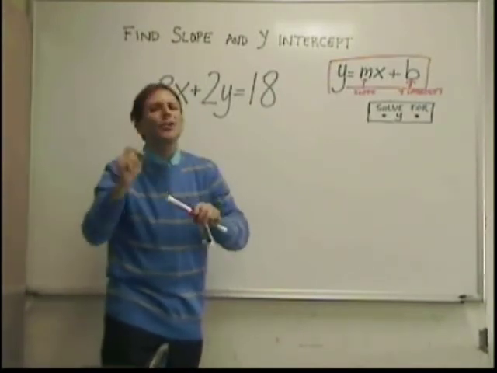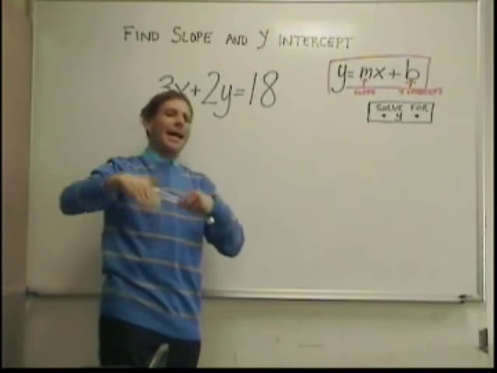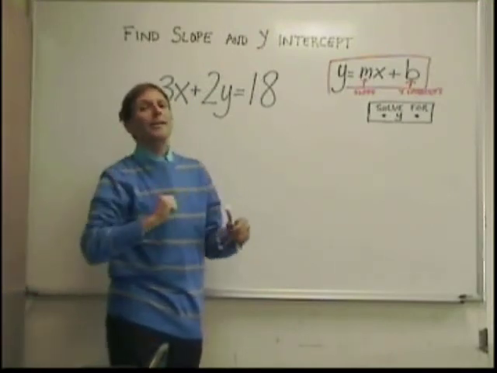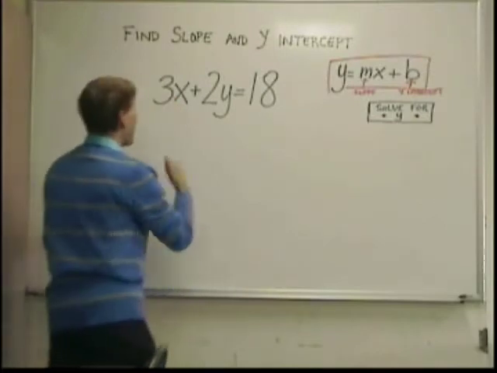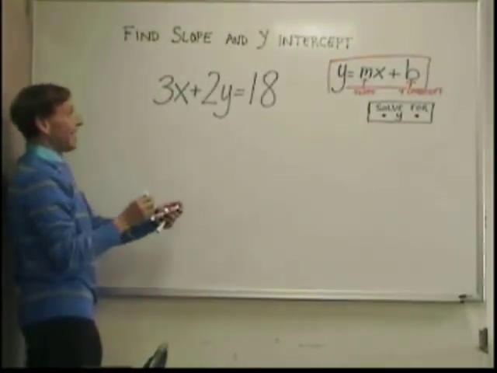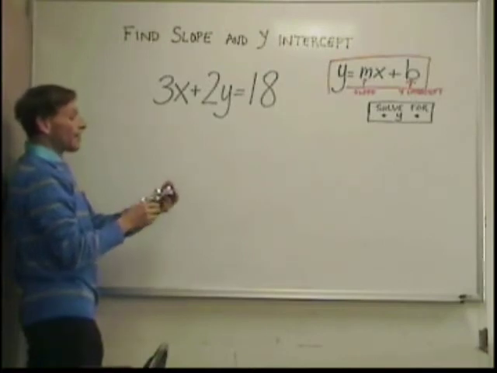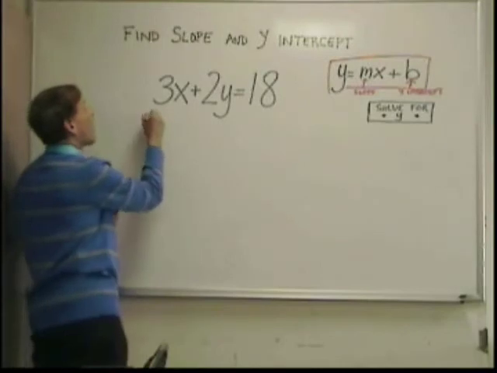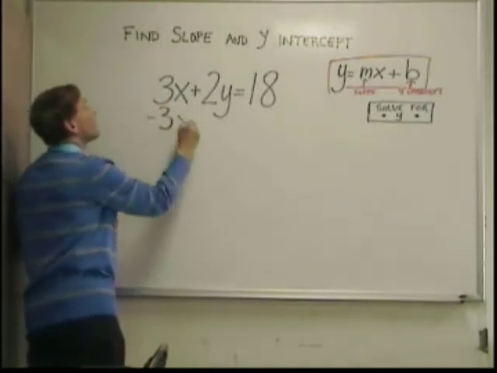Remember, always watch your signs when you're dividing. Two negatives, your answer is positive. So make sure that you watch your signs when doing this. Now I have this equation, 3x plus 2y equals 18, and I'm going to solve for y. I'm going to try to get y by itself.